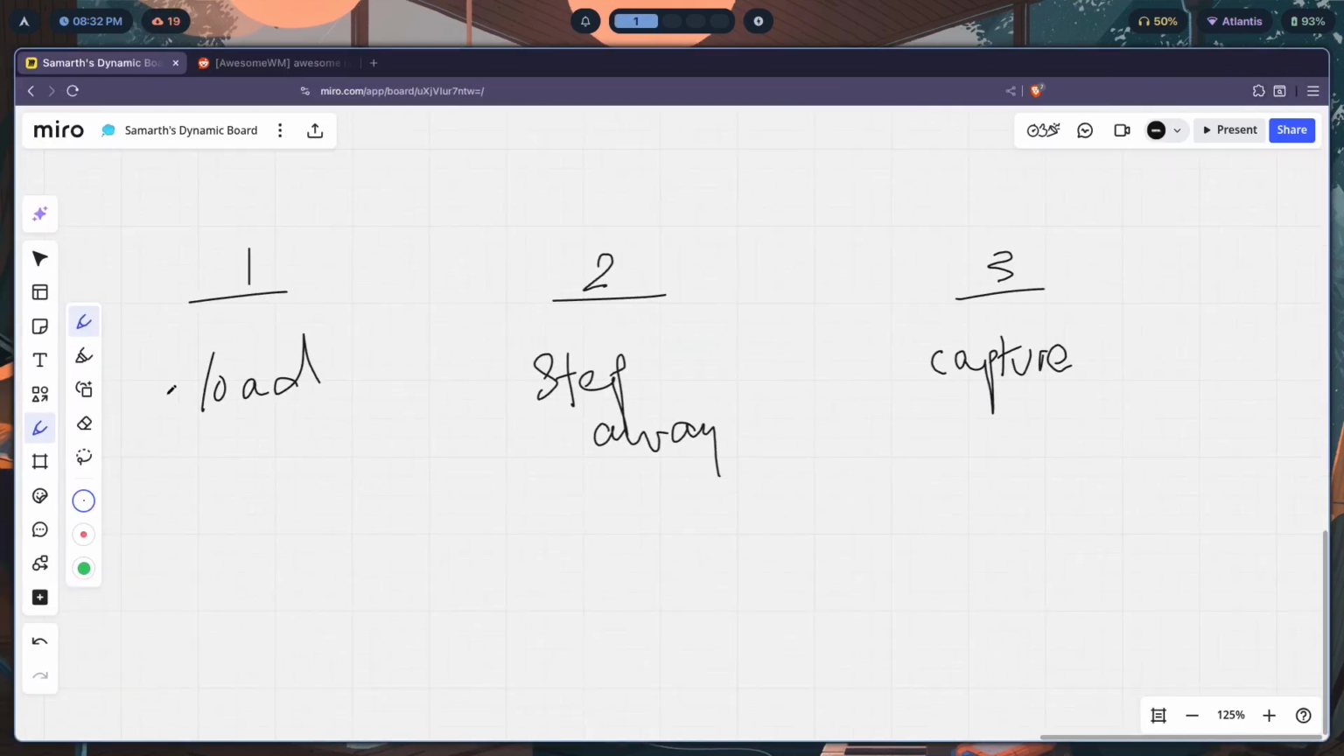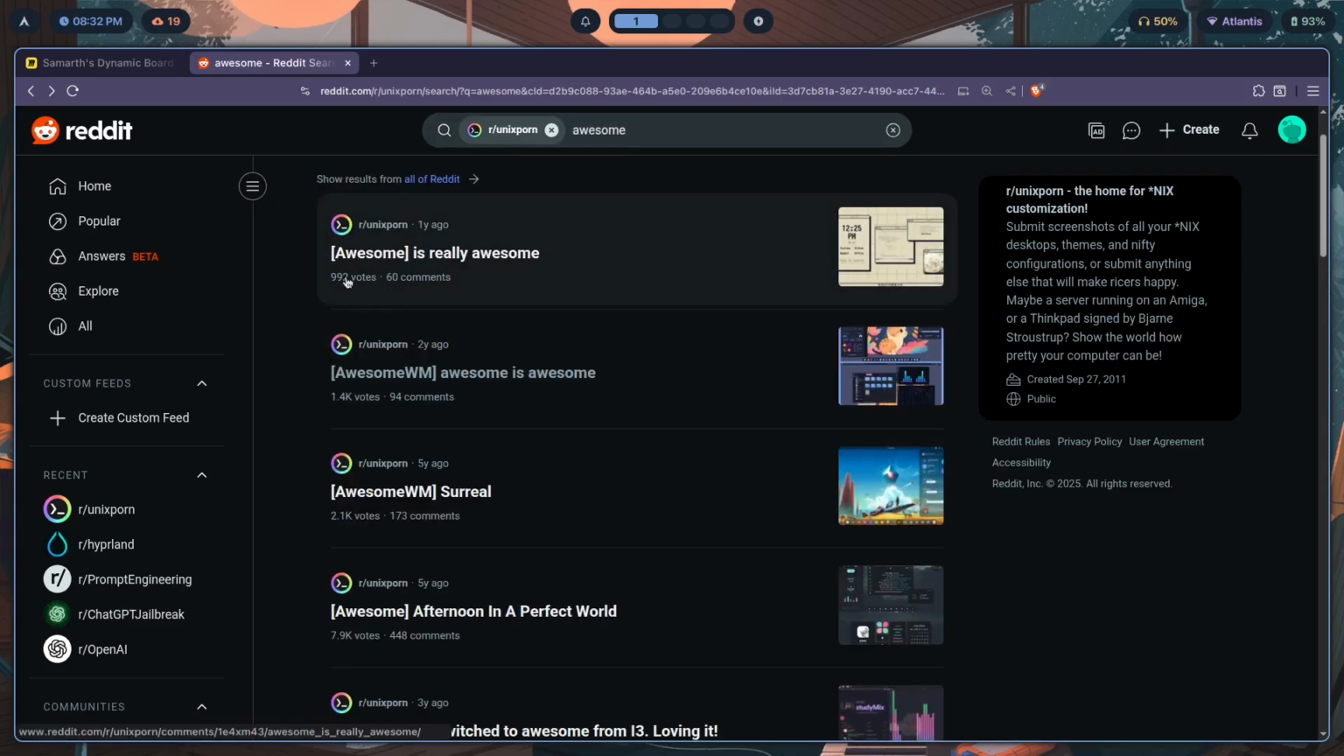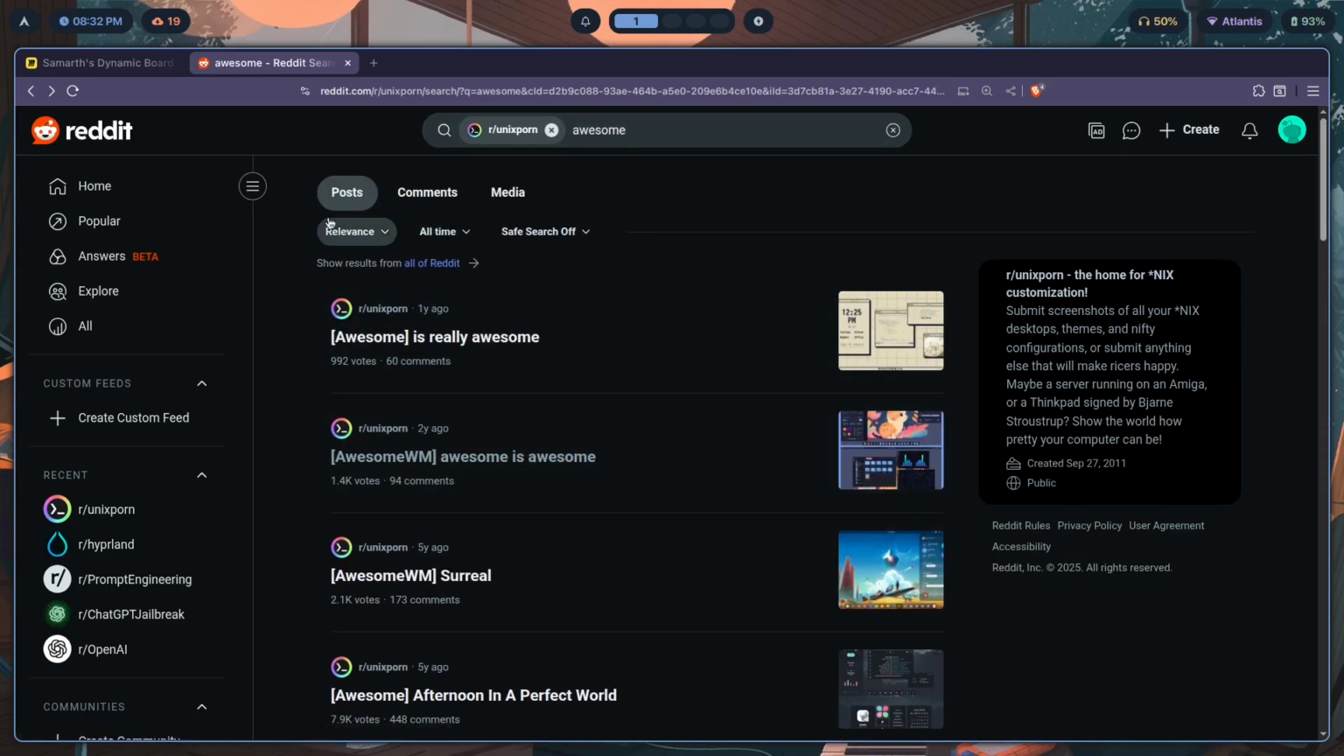Great. So the first thing you're going to do is load up on information, which is going to be quality rices on r/unixporn. You sort by top all time or top in the last month or the last year. Generally, you want to look for awesome WM rices, but then you're not going to find them in the last year because people don't use it as often anymore.